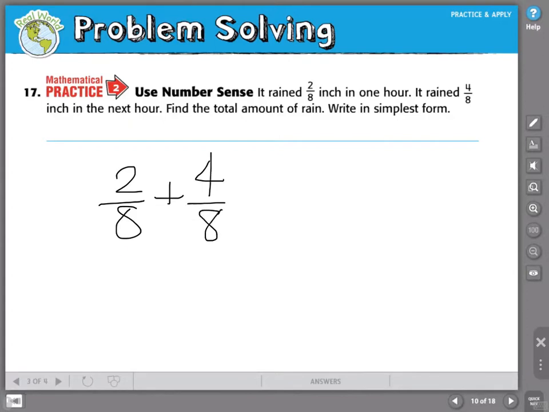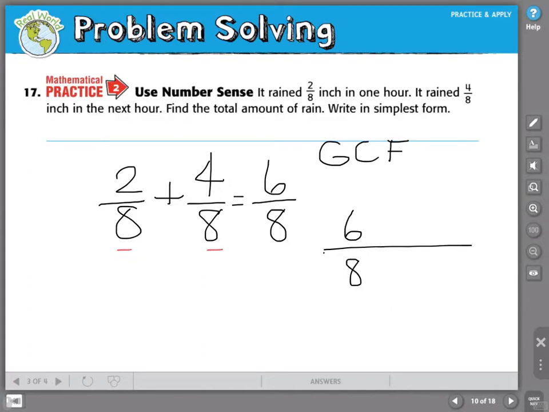Again, I know I have like fractions. That means I simply need to add the numerators. 2 plus 4 is 6. I keep the denominator. Now I need to put it in simplest form. To put it in simplest form, I need the greatest common factor. So I've got 6 and 8.